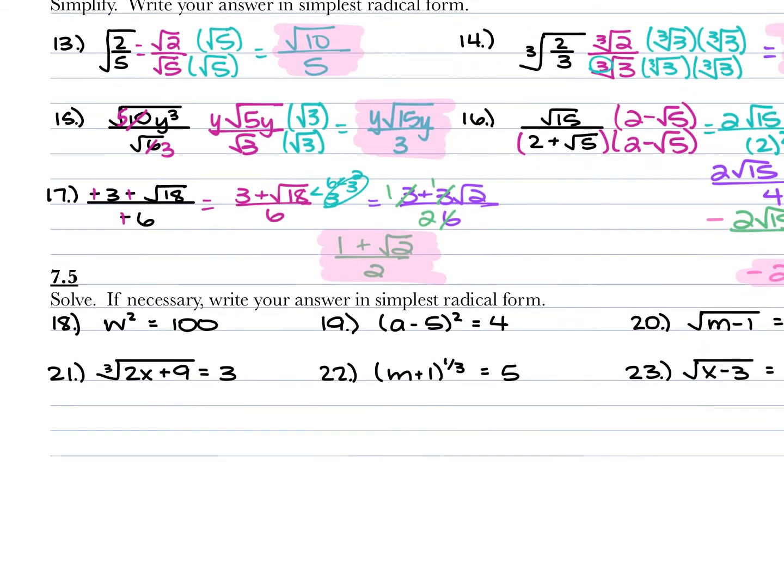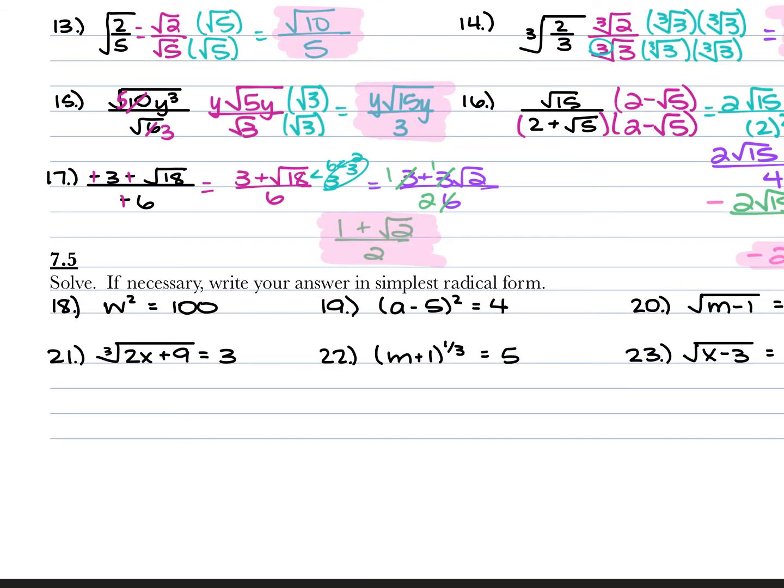For your last section, we're just solving, and if necessary, writing our answer in simplest radical form. For 18, we have w squared is equal to 100. For this one, to find w, we're just going to take the square root of both sides. Remember, because we're taking the radical of both sides, that is an even number, we're going to put the plus or minus in front of our answer. So this is just going to give you that w is equal to plus or minus 10.